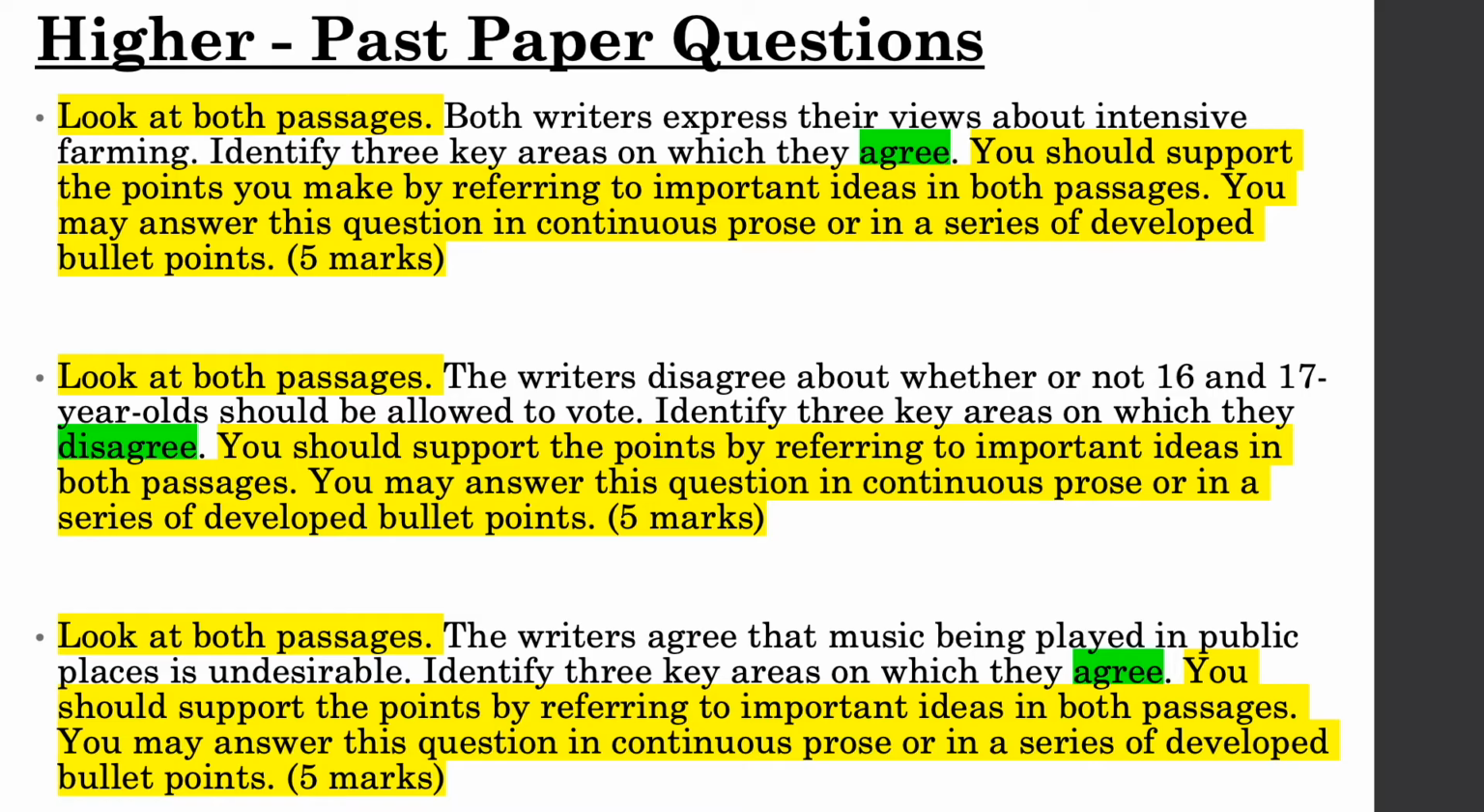Another thing to note is that something that will change is whether or not you're being asked to compare these passages in terms of their areas of agreement or their areas of disagreement. So this will be specified in the question for you. A common mistake is for pupils to answer on areas in which they agree, where the question in fact asks for you to look at areas in which they disagree. So our first key tip is to read the question very closely and ensure you're doing exactly what the question specifies.